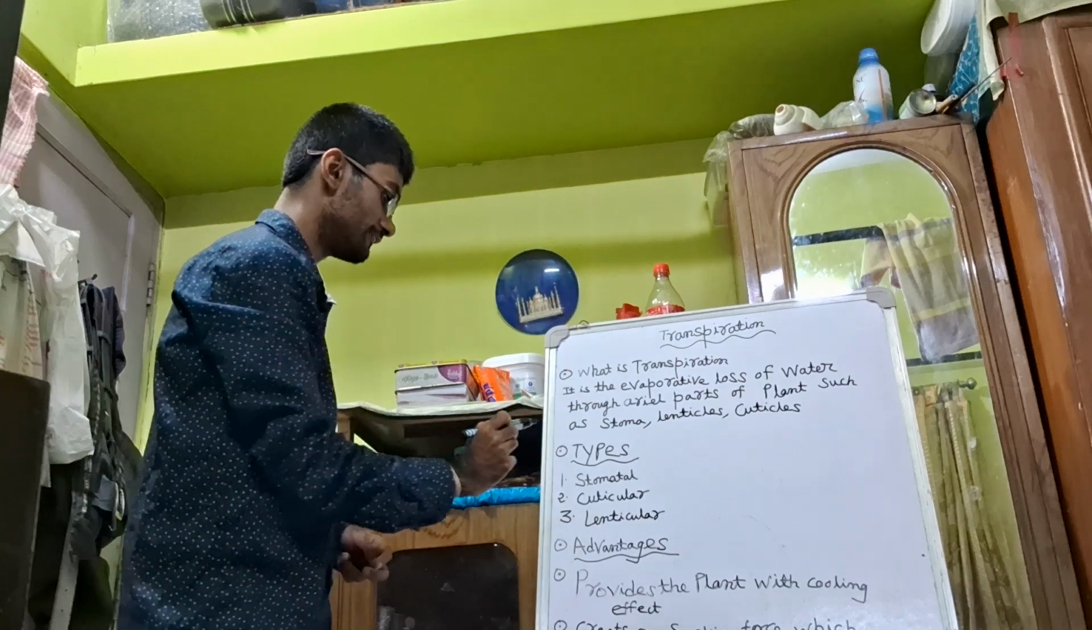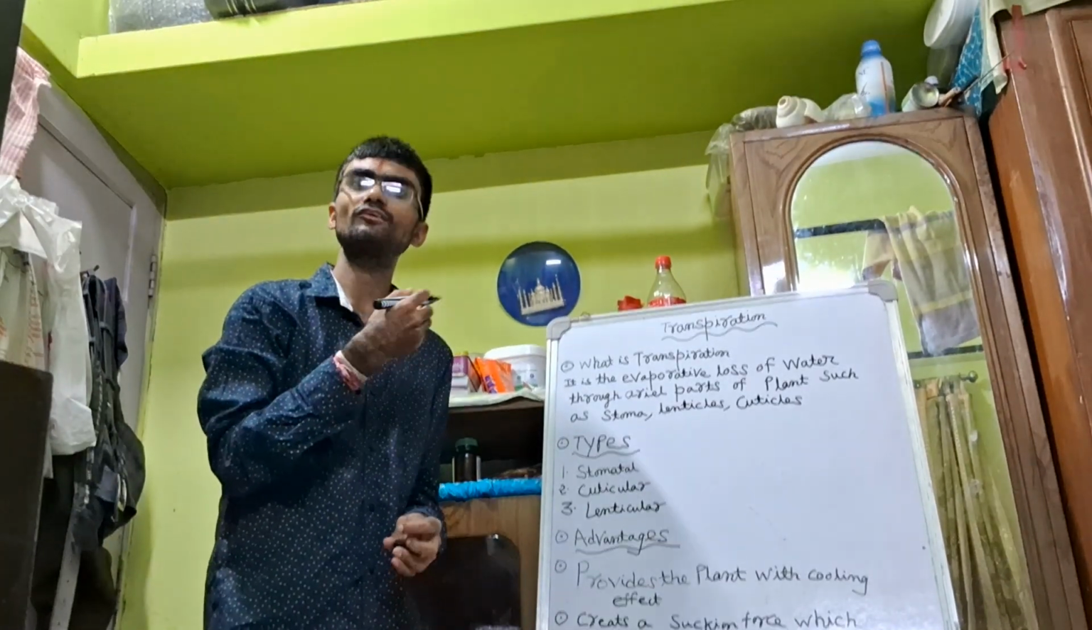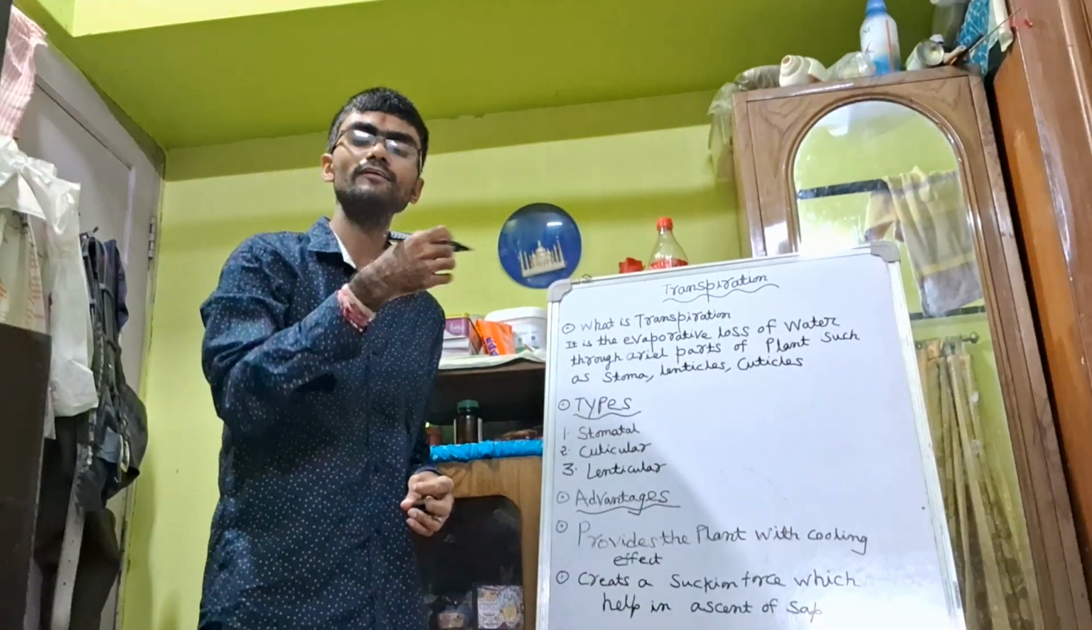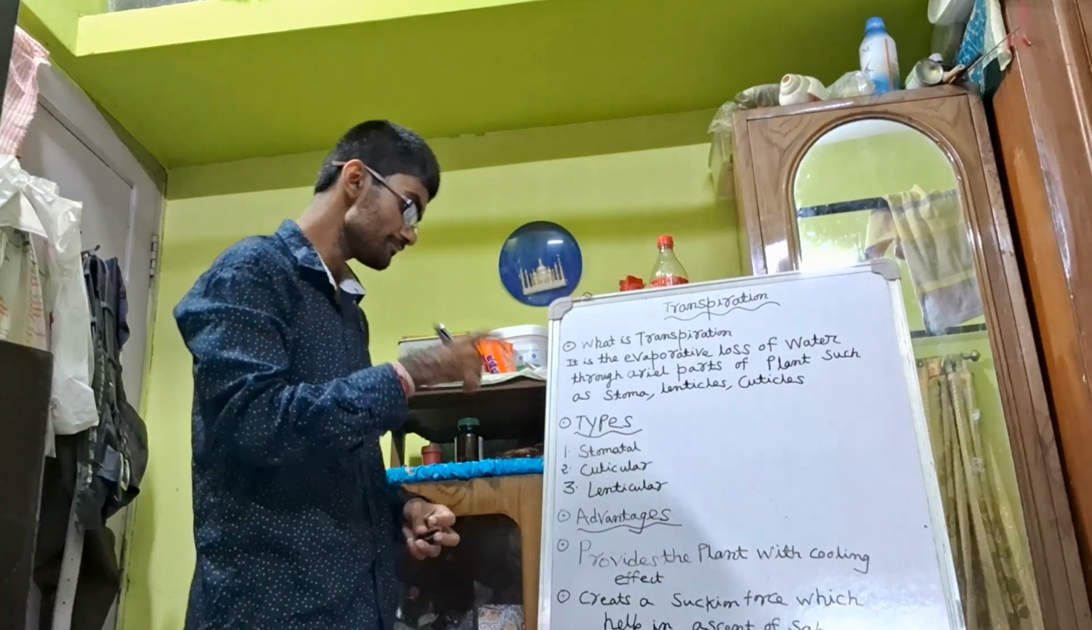Now these are the advantages. It provides the plant with a cooling effect, because transpiration is the evaporative loss of water, and evaporation is always followed by a cooling of the surface. That is why transpiration always provides the plant with a cooling effect.